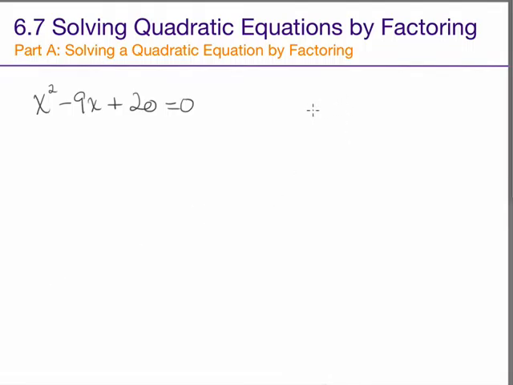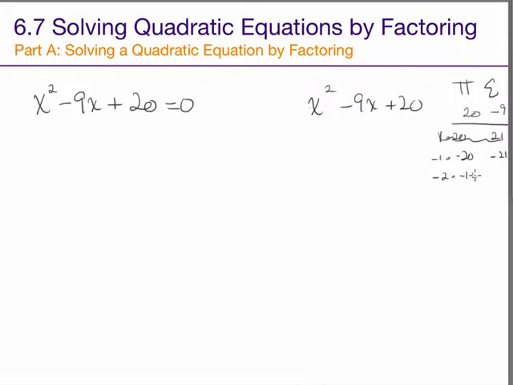So let's get started. How do you factor x squared minus 9x plus 20? Well, you find the product and the sum. The product is 20. The sum is negative 9. You find all the ways to write positive 20. Clearly, I'm only going to want products where both factors are negative. When I add these two together, I get negative 12. Here I get negative 9. There it is. That's the sum I wanted.